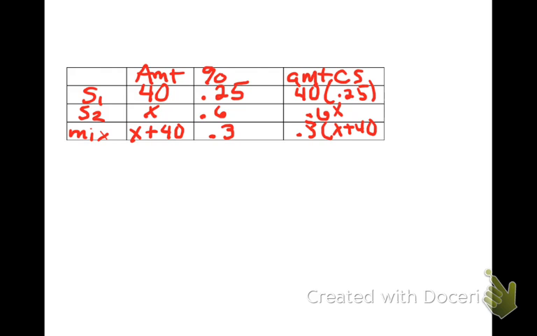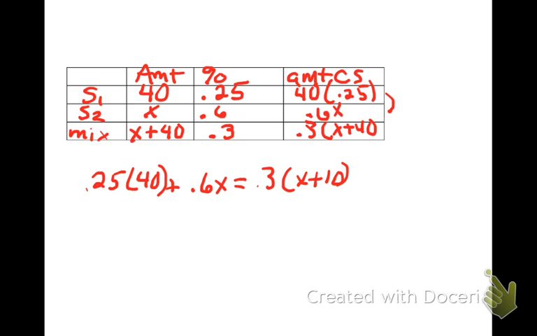And again, since we have our mixture first, these two added together equal the mixture. So 0.25 times 40 plus 0.6x equals 0.3 times the quantity x plus 40. Another way to think of 0.25 times 40 might be a quarter of 40, so that makes the math pretty easy. So we're just going to get 10 for that, plus 0.6x equals 0.3x plus, oops, I wrote that wrong, that should be a 40 there. So that would be 12.